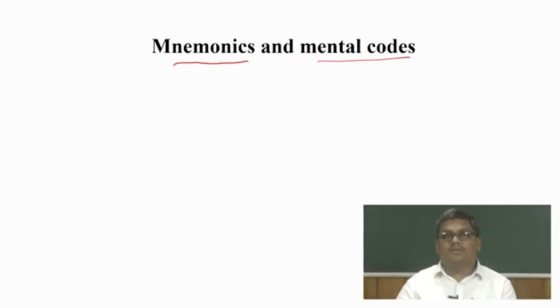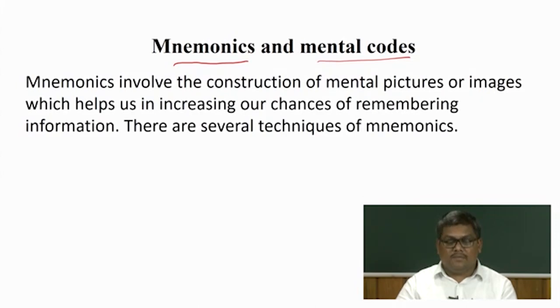So, what is mental imagery good for? One of the best things about these mental codes or mental representations is that it enhances recall. It helps you in organizing knowledge and enhancing recall. One way to do it is through using mnemonics and making mental codes out of it. Mnemonics are basically a process of making mental representations in visual format, which help us in organizing information and recalling it better. Mnemonics involve the construction of mental pictures or images which increase our chances of remembering information.